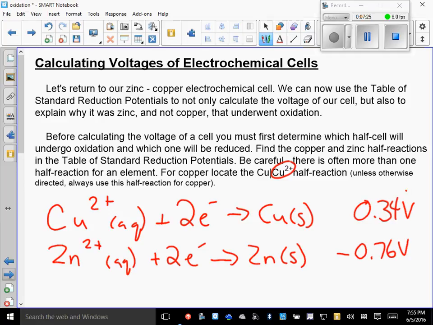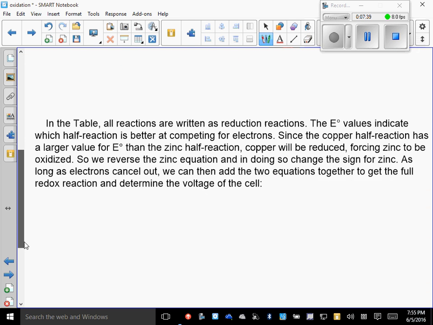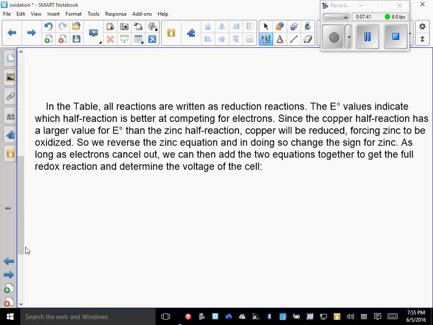Okay, this is higher up, so it stays as is. This one is reduced, or this one has a bigger value. That's another way you could look at this. This one is reduced, and this is going to be oxidized. So in the table, all reactions are written as reductions. The E value indicates which half reaction is better at competing for electrons. Since copper has a larger value than zinc, copper is reduced, forcing zinc to be oxidized.